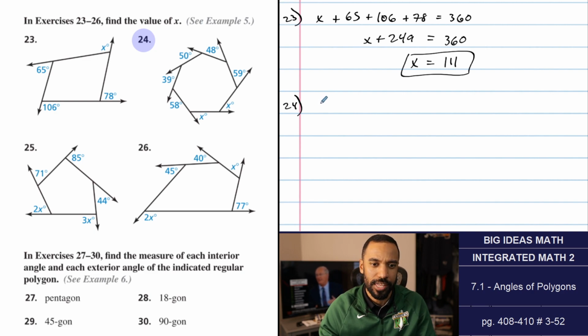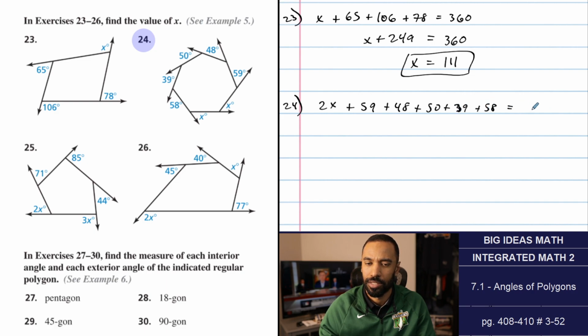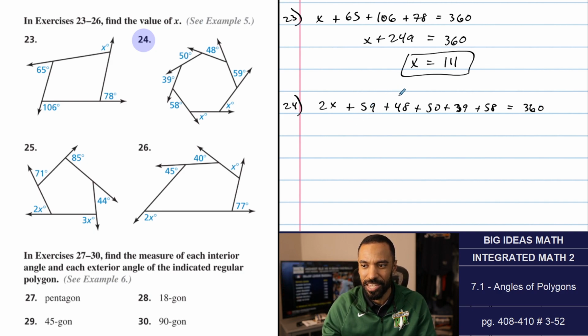Two x's there. You see them on the bottom. Two x's plus your 59, 48, 50, 39, and 58. I'm going to try and do something a little tricky here. I'm going to pretend like this is 60 and 50 and 40 and 60. 60 plus 50 is 110. Plus 50 is 160. Plus 40 is 200. Plus 60 is 260.